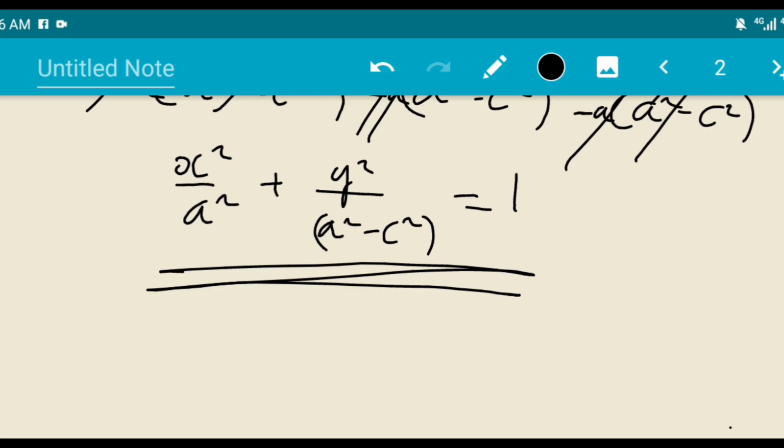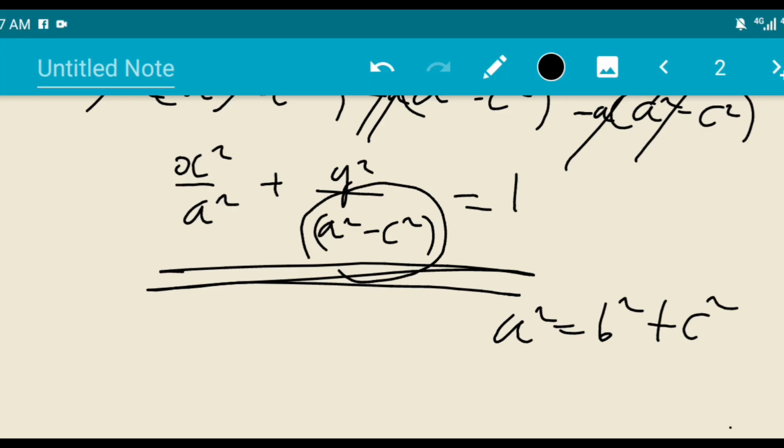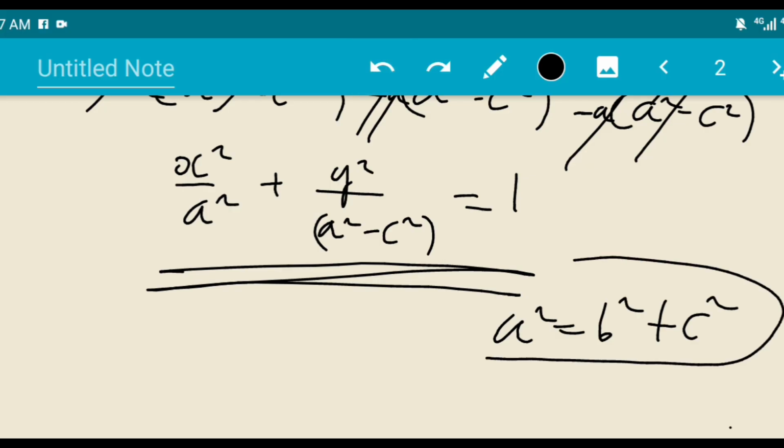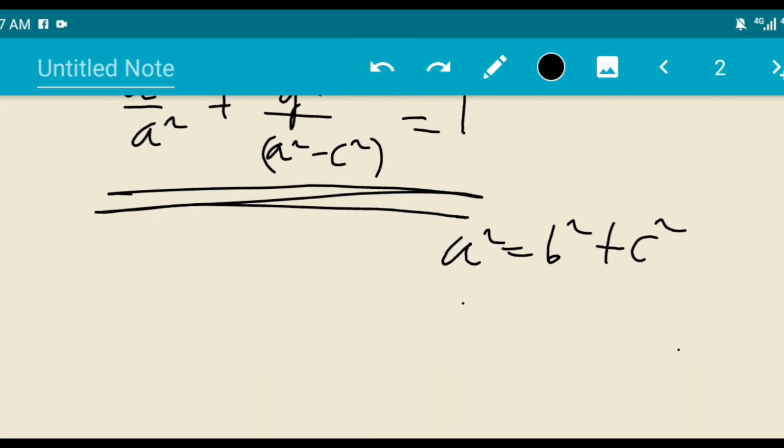But it is not the final equation. Now let me just explain. You know how with a quadratic equation you have a squared equals b squared plus c squared. So this here is a squared minus c squared, isn't it? So let's write down this equation to fit a squared minus c squared. So now what we're going to have is a squared, then this c goes to the other side. It will be a squared minus c squared is equal to what? b squared.